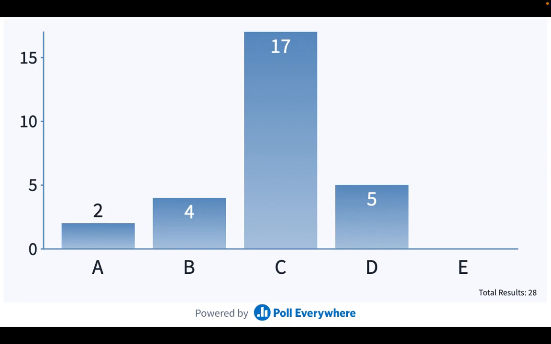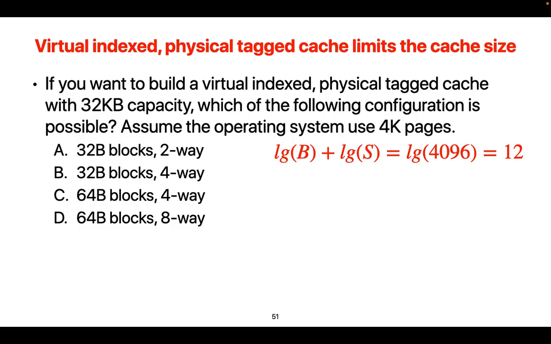After discussion, more of you think it's C. But how to solve this problem? First of all, it's 4K pages, so we know log B plus log S must be 12. That's the restriction. So how about the first one? If I have 32 byte blocks, a two-way cache, C equal to ABS, will that give you that? It's a 32 kilobyte cache.